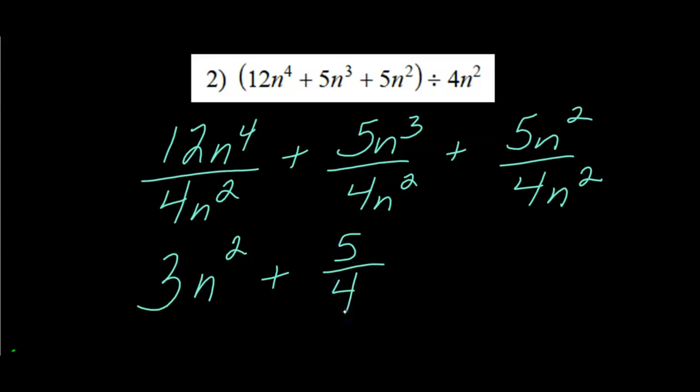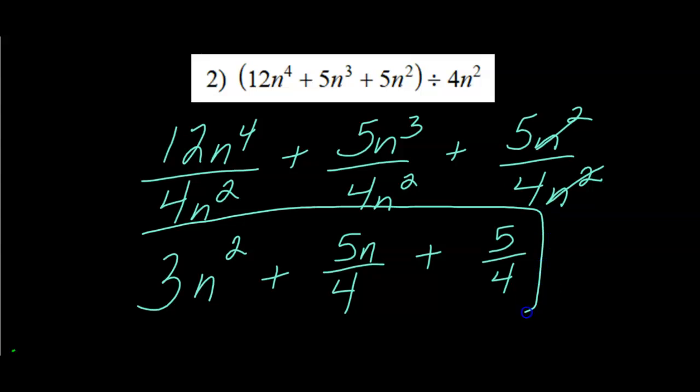Looking at my n's now, n to the third divided by n squared, 3 minus 2 is 1. Since the 3 is on top, I have 3 on top. That means I'm going to have 1 n on top left over. Moving over to the last fraction, again, 5 over 4 doesn't reduce, so it's just going to be 5 over 4. And my n squareds, well, those are going to cancel off because anything over itself is just 1. And there's your final answer. One more example for you.